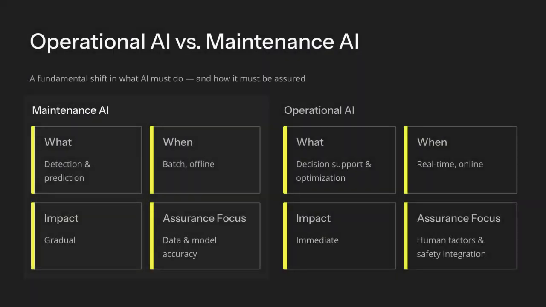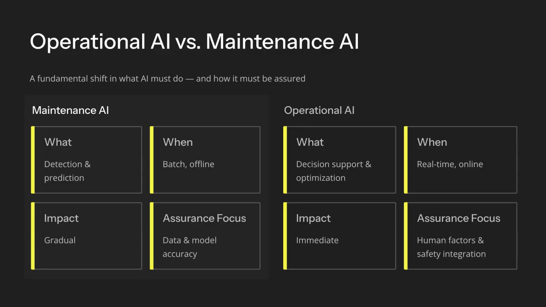Before we get into the detail of how operational AI actually works, it's worth pausing to draw a clear distinction. Operational AI and maintenance AI are not just different applications of the same idea. They're operating in fundamentally different environments under fundamentally different pressures, and that has real consequences for how we assure them. Cast your mind back to Lecture 4. Maintenance AI is, at its heart, a detection and prediction tool.